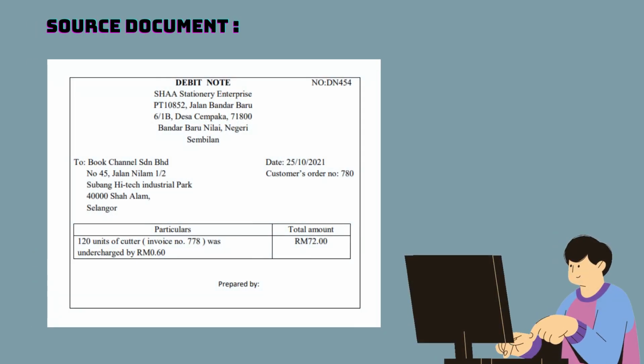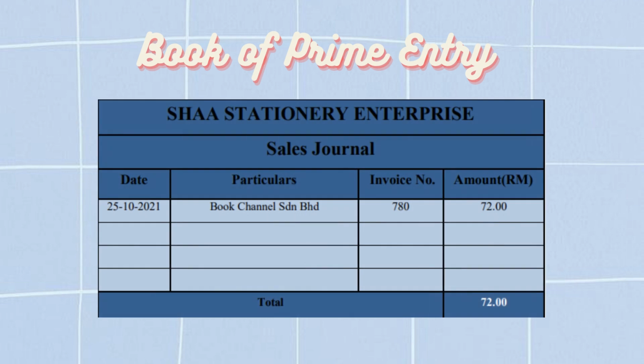Next, this is an example of a debit note. Shah Stationery Enterprise will record every detail in the document. The debit note contains the date, description of items, total value of additional amount charged, and the name of the person in charge. After that, Shah Stationery Enterprise will record our source document with this debit note into the book of prime entry in the sales journal.